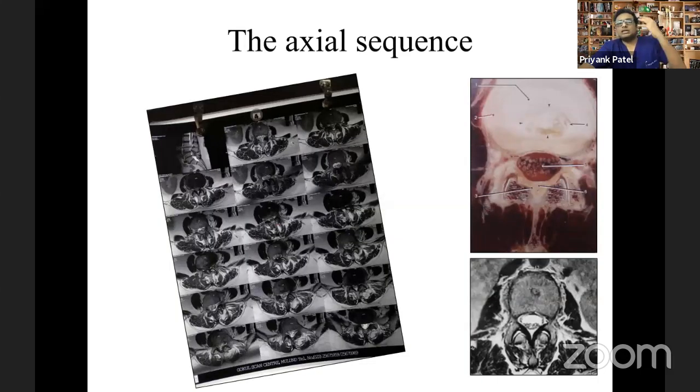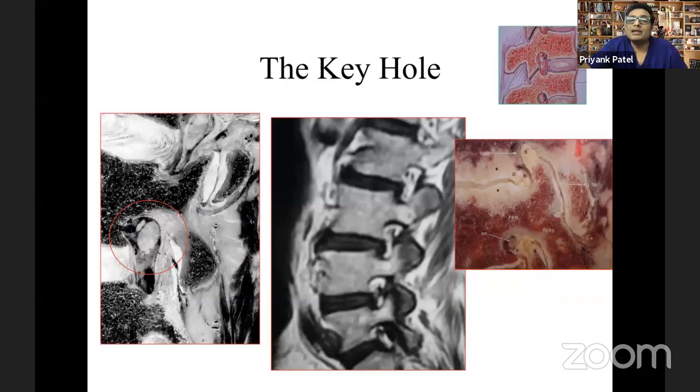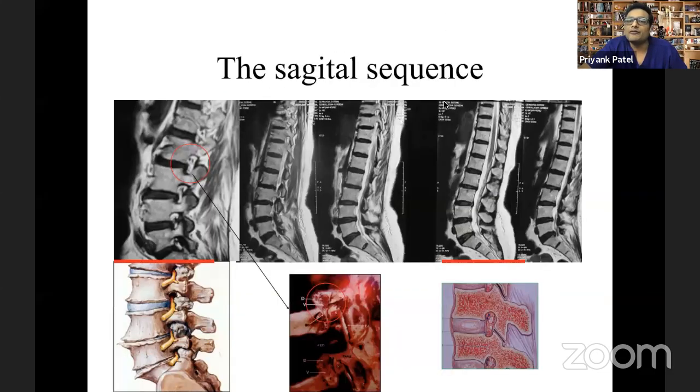Once you have your sagittal sequence in hand, you will be able to find out what level is the problem. For example, if I pick up this MRI, I see that there are multiple discs which are degenerated. At one level or two levels, the discs are bulging. So this we get information from the sagittal sequence.